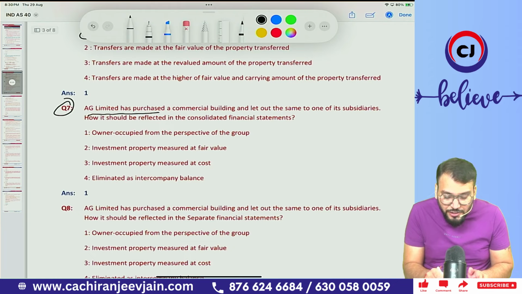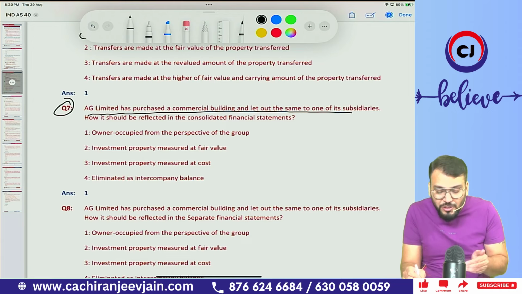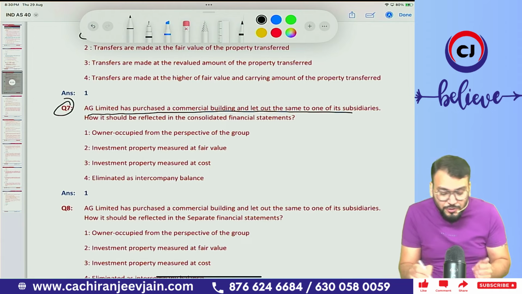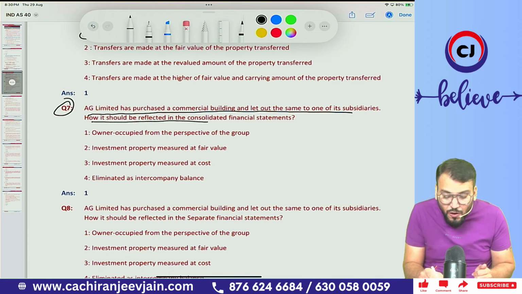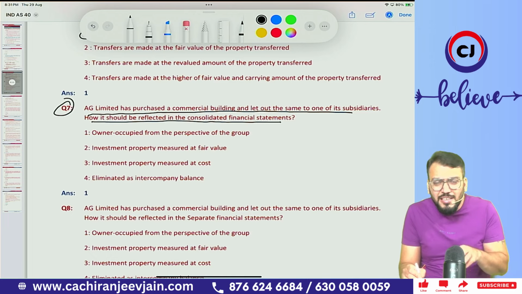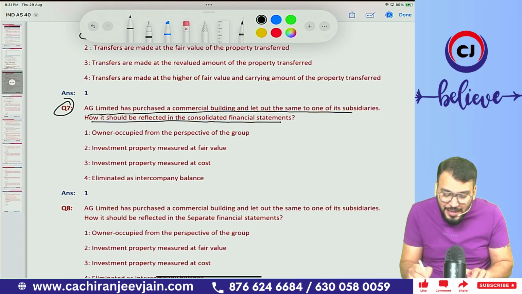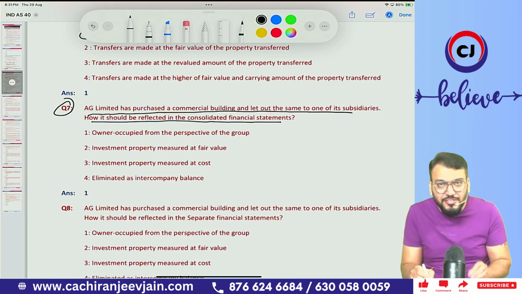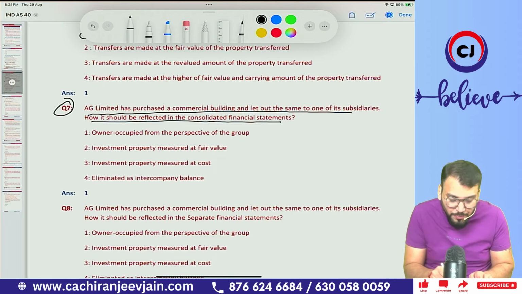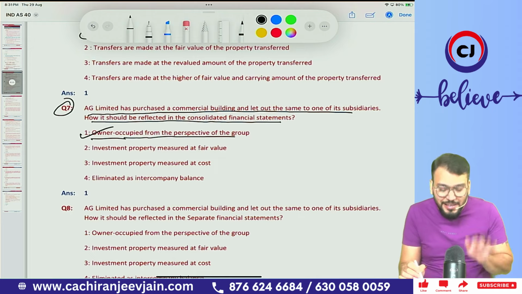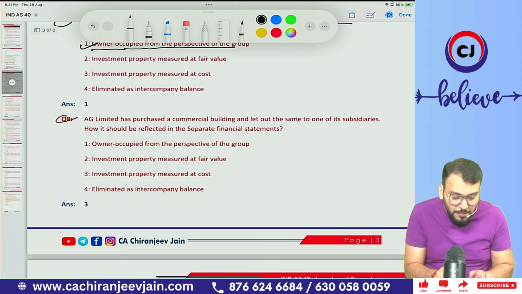Question number 7. AG Limited has purchased a commercial building and let out the same to one of its subsidiaries. So they purchased one commercial building and gave it on rent to its subsidiary. How should it be reflected in the consolidated financial statements? It is within the group, used by the subsidiary. Of course we will assume that it is used as owner occupied property, and therefore in the consolidated financial statements it will be classified as property, plant and equipment. So option number 1, owner occupied from the perspective of the group, is the only correct one. Yes, sir.